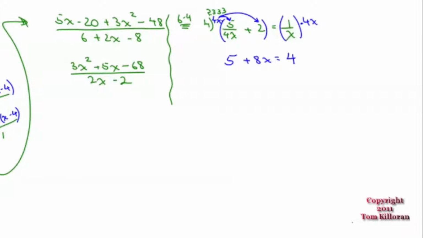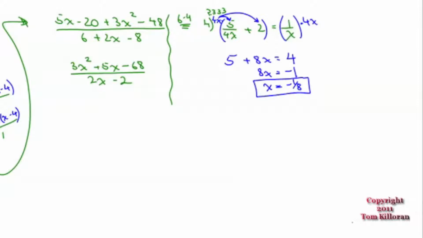Subtract the 5 from both sides, so we get 8x is equal to -1. Divide by 8, and we're going to get x equals -1/8. And there's our answer. As long as x doesn't equal 0, we're perfectly safe. All right, that was easy. Pretty close.